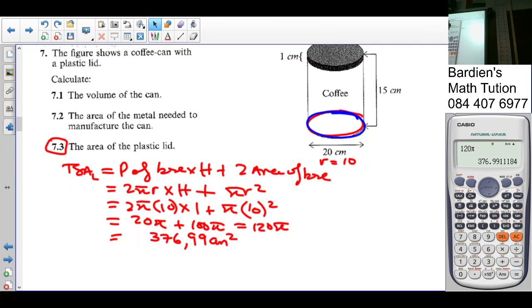Let me check something quickly. It's 2 times pi times 10 times 1 plus pi times 10 squared. 376. But in the textbook, they got 314.2. So it's 2 pi times 10 times 1 plus. Okay.